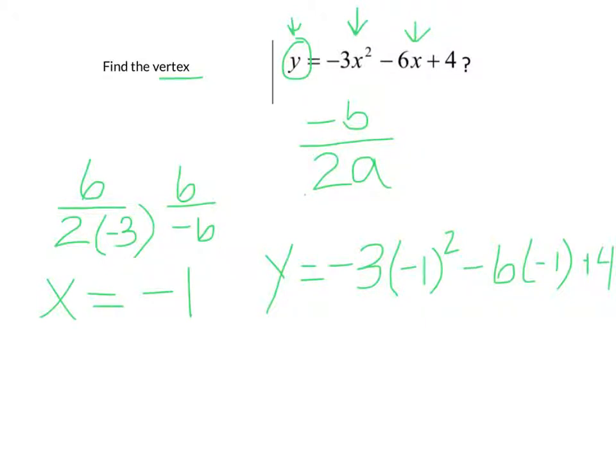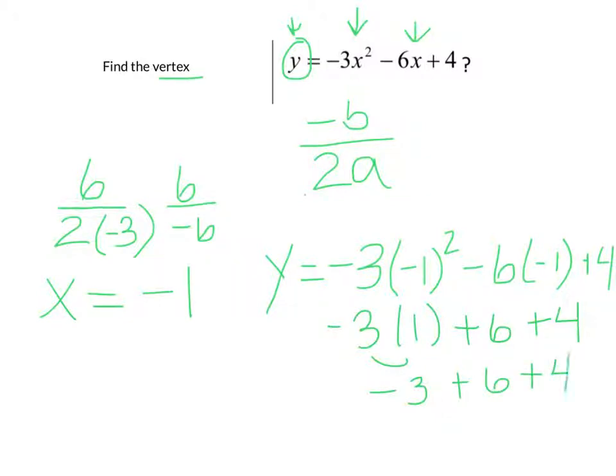First, let's look at the exponent. Negative 1 times negative 1 makes it a positive 1. So now I'm looking at negative 3 times 1. And the negative 6 and the negative 1 turn that into a positive 6, plus 4. And then the negative 3 and the 1 multiply, giving me negative 3 plus 6 plus 4. I have 6 and 4 make 10, minus 3 gives me 7. So y is equal to 7, and therefore my vertex is an x of negative 1 and a y of 7.